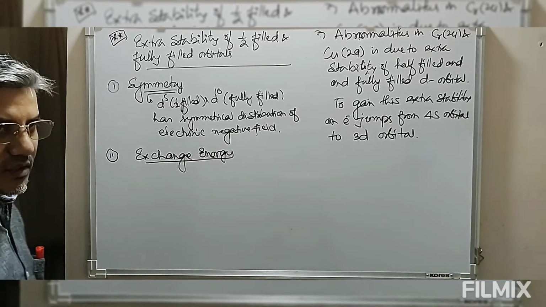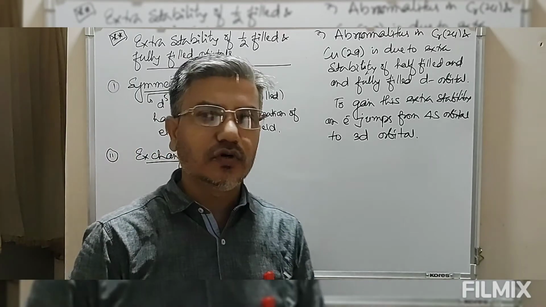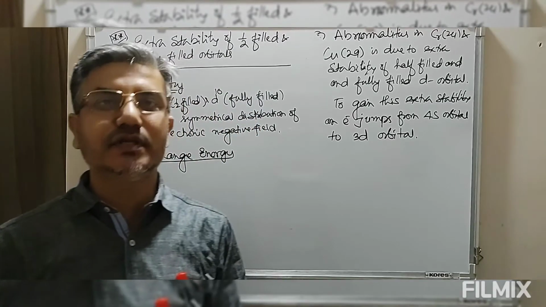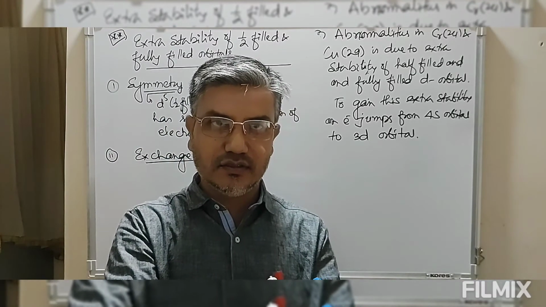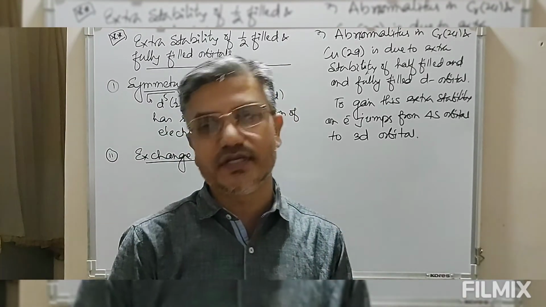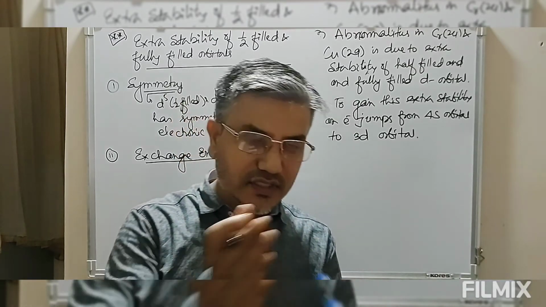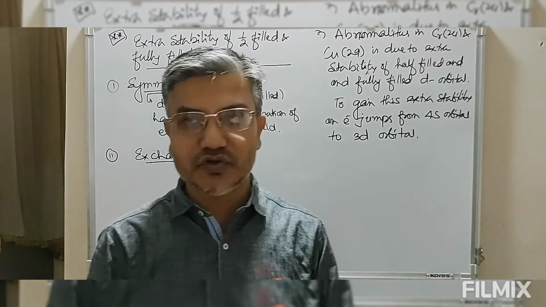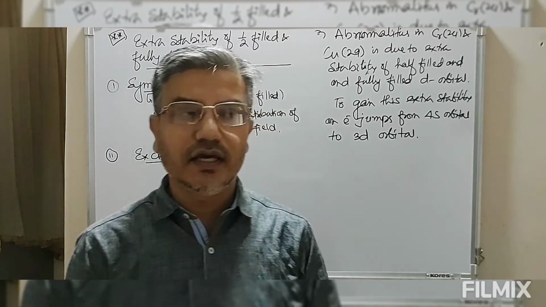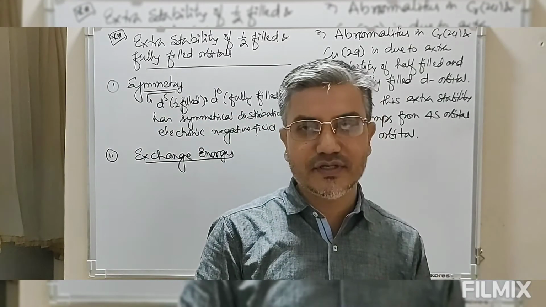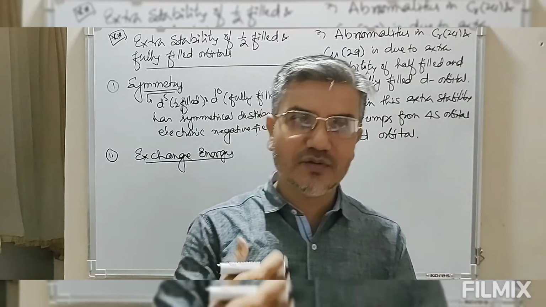Exchange energy. So now look at this. Electrons in an orbital can undergo exchange of position with the one having the same spin. If the electrons can undergo exchange of their position, it means electrons have completely more freedom. If the electrons have more freedom, then the stability of the system will increase.